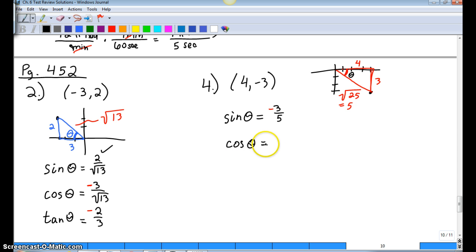Cosine is 4/5. Cosine in the first and fourth quadrants is positive, so we'll leave that alone. And tangent of theta, just 3/4. But because one of these two, sine or cosine, is negative, tangent is also negative. And that's how you do that.